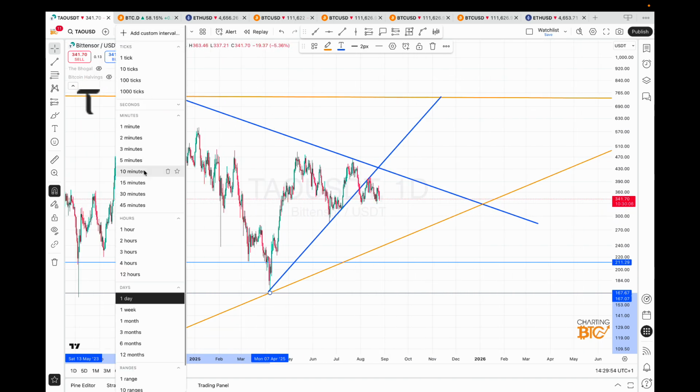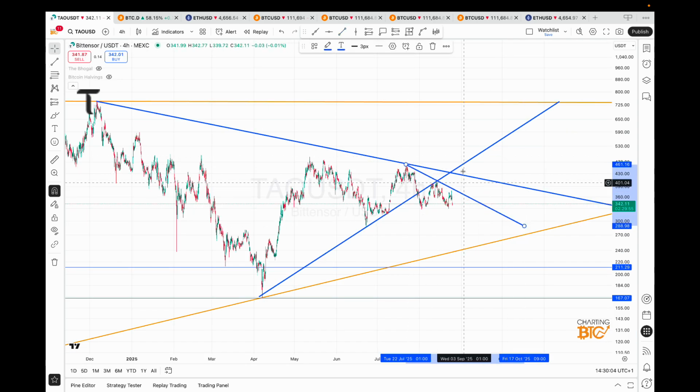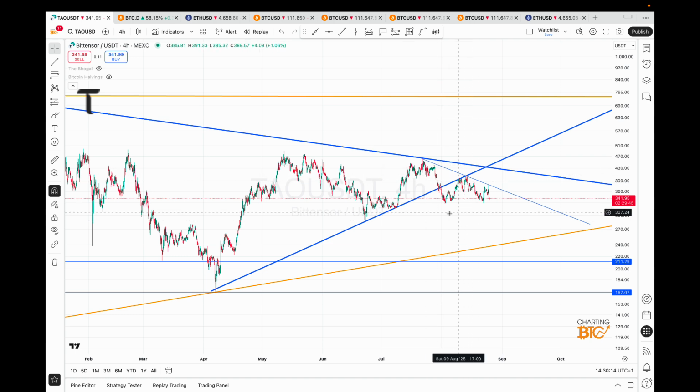So what I'm going to do now is get into the 4 hour and draw some more local trend lines. It's a bit thick, I'm going to make this a bit thinner. Let's stick to a 1. So you can see this has been acting as resistance a few times.